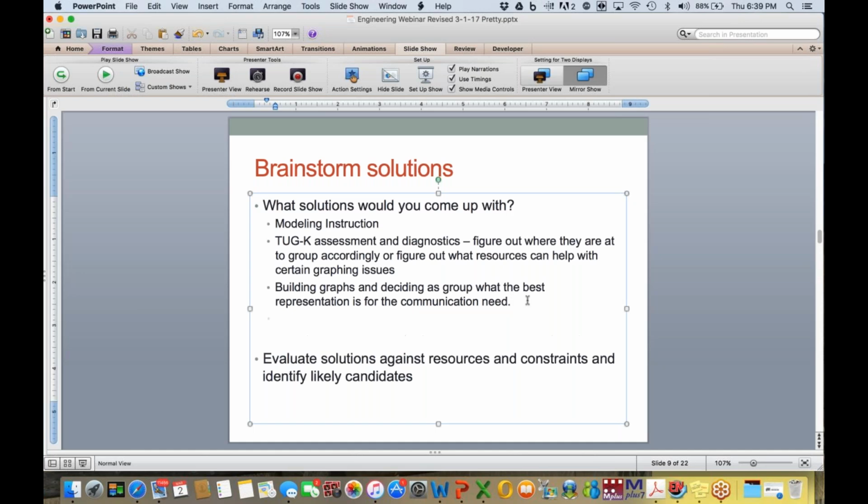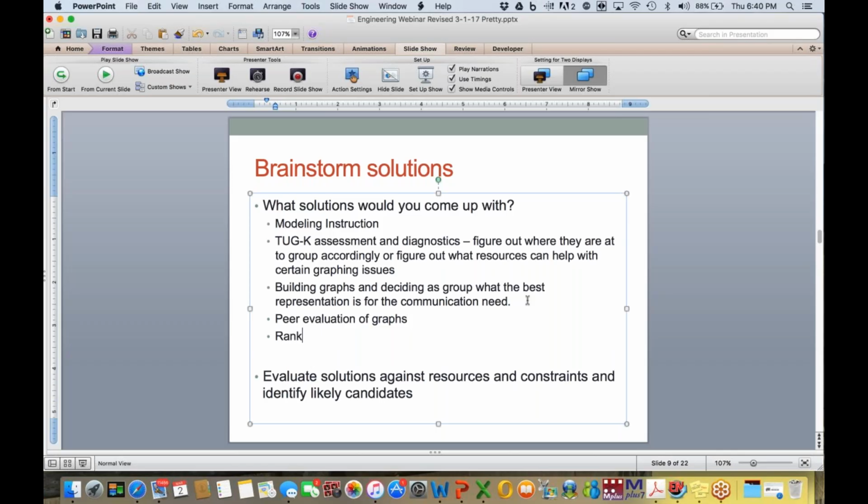Peer evaluation of graphs. Yeah, that's an excellent one. Megan mentioned ranking tasks are great for improving graphing skills too. So incorporating ranking tasks into the curriculum. Right.